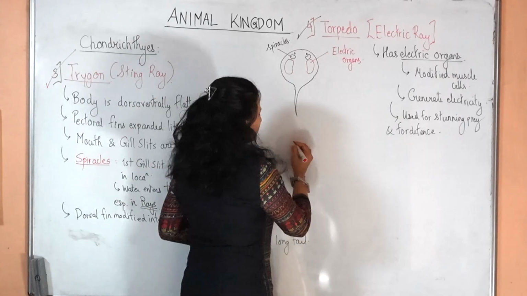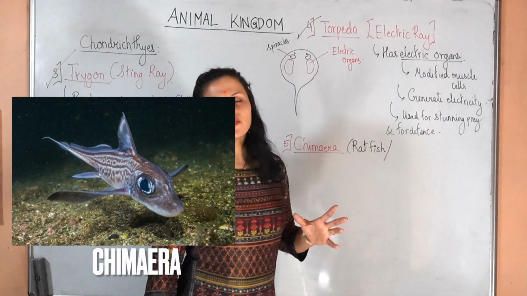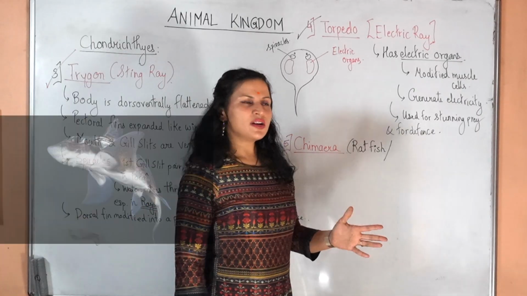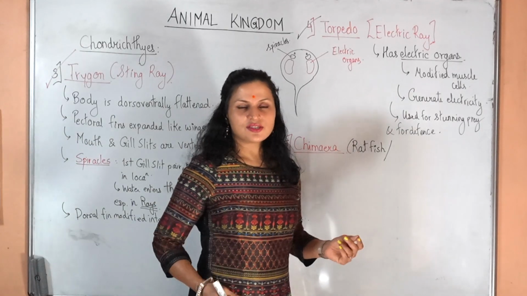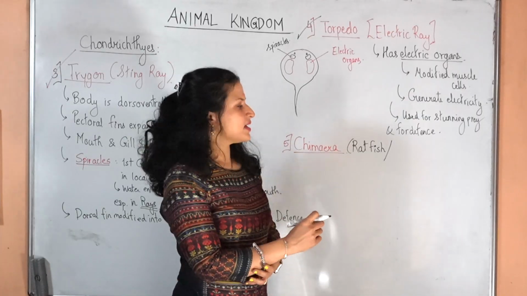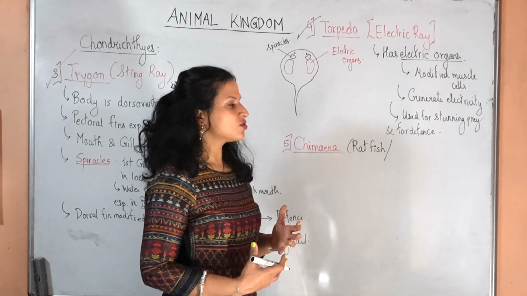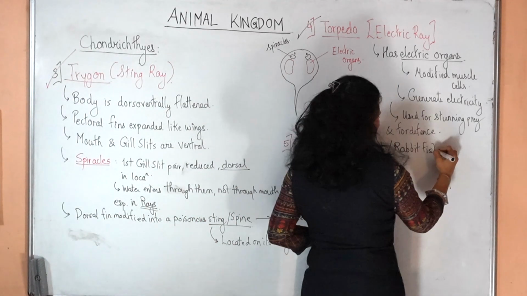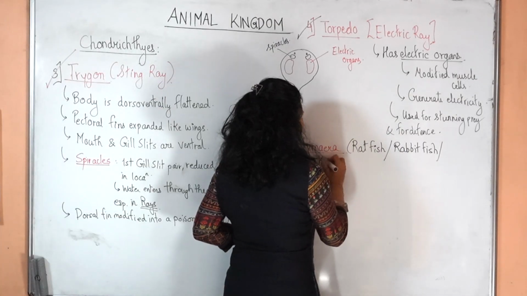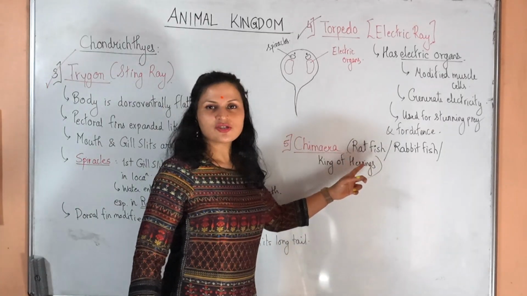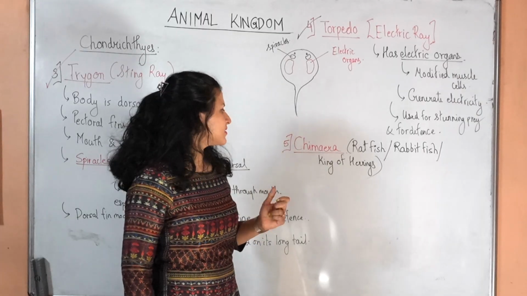Moving on to the fifth example, Chimaera. The Chimaera is also called a ratfish. Chimaera is a very weird looking fish. It's also called a ghost fish. It's called the ratfish because of the way its tail just tapers at the end like a rat's tail. It's also called a ghost fish because it has a very weird looking appearance like a ghost. It's also called a rabbit fish, maybe because of its resemblance to a rabbit's face from the front. It's also called the king of herrings. Herring is the fish which it feeds on, so it's usually there amidst them, so it's called the king of herrings as well. Chimaera.